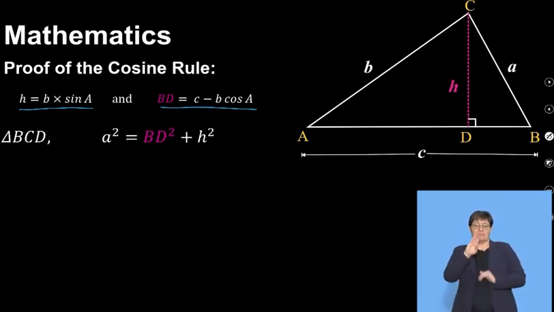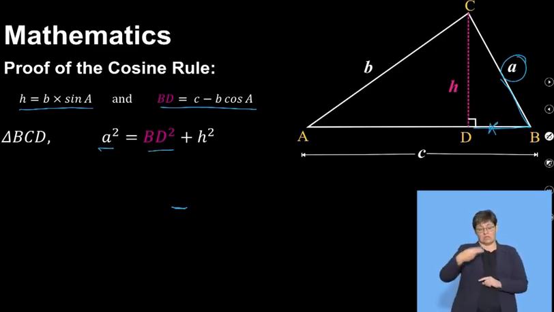Now if we look at this triangle BCD, we're going to use Pythagoras. If we use Pythagoras, we know that the hypotenuse squared, so A squared, must equal this side squared, so BD squared, plus H squared. And that's just using the theorem of Pythagoras, which we're quite comfortable with using for a while.